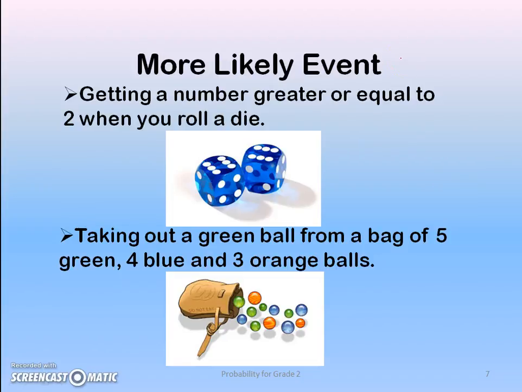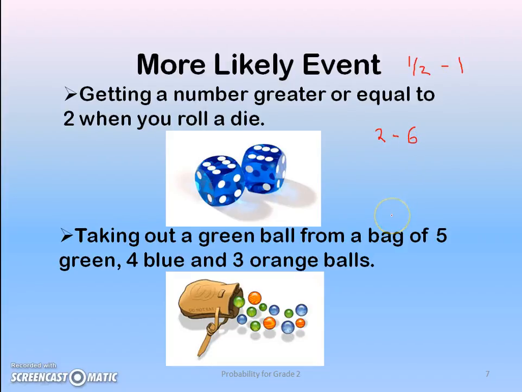The last one is a more likely event, and this one has a probability between half and 1. So probability is greater than half, but it is not equal to 1. So you are not 100% sure that this is going to happen. But since the probability is greater than half, it is quite likely to happen. Alright. So an example here is, what is the probability that you get a number which is greater than or equal to 2 when you roll a die. So you can get anything between 2 to 6, and that's quite likely to happen.